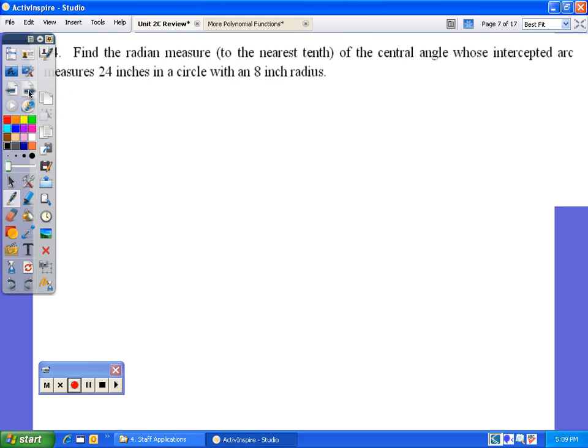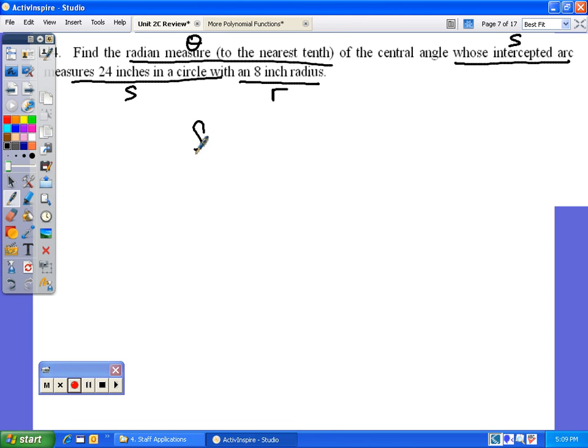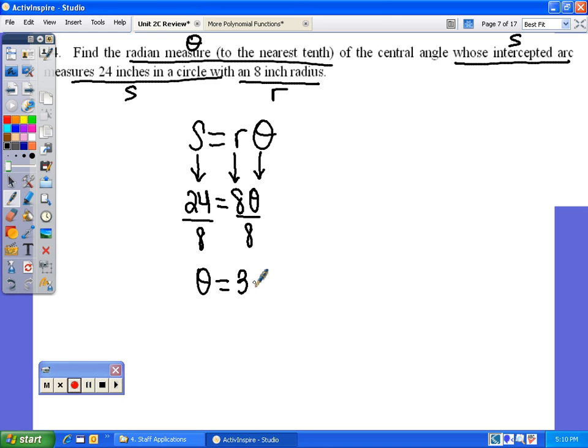Number 14 says find the radian measure. So you're looking for theta of the central angle whose intercepted arc, S, is 24 inches, and an 8-inch radius, that's R. So you have all the information that you need. You write S equals R theta. The S was 24. The R was 8. And we're looking for theta. Simply divide by 8, and theta equals 3.